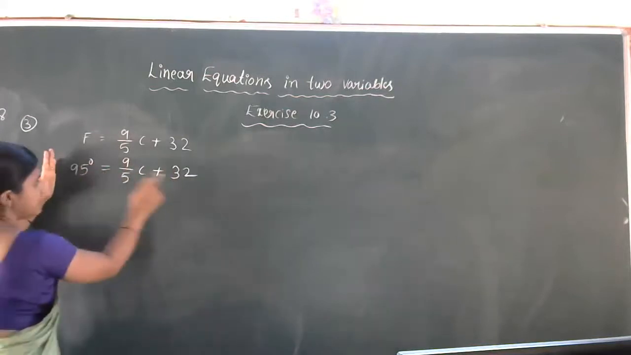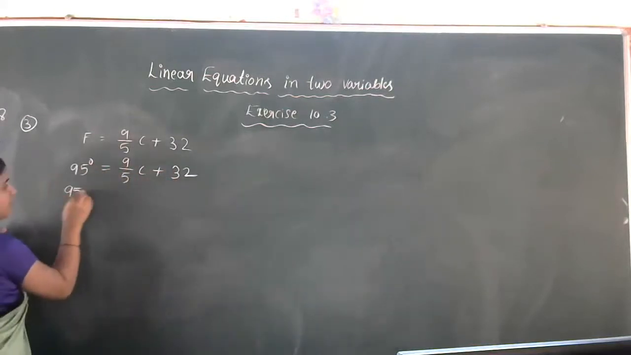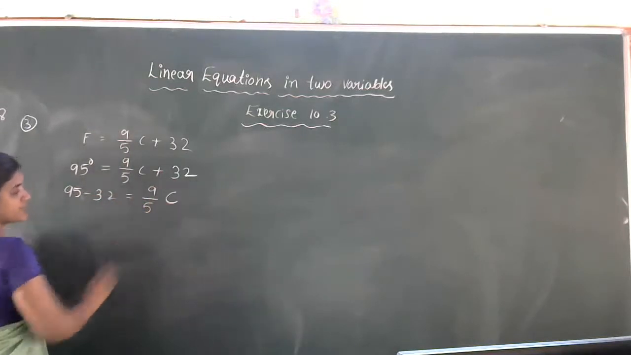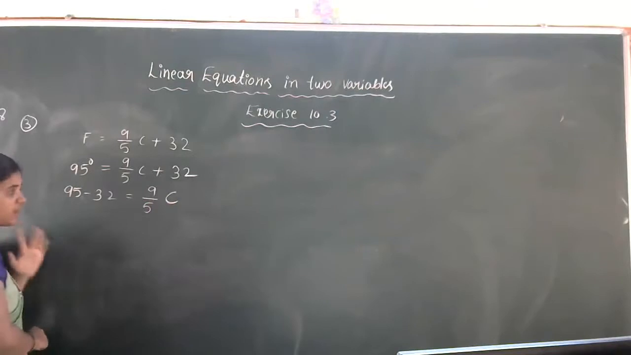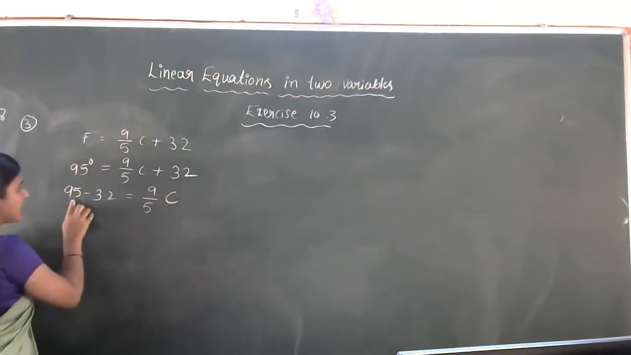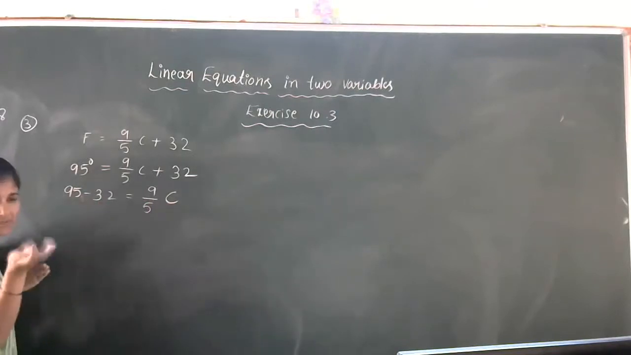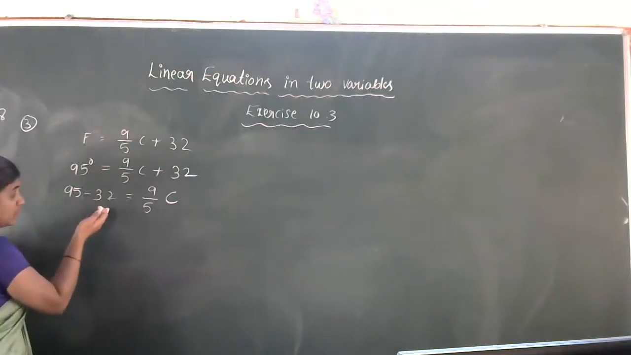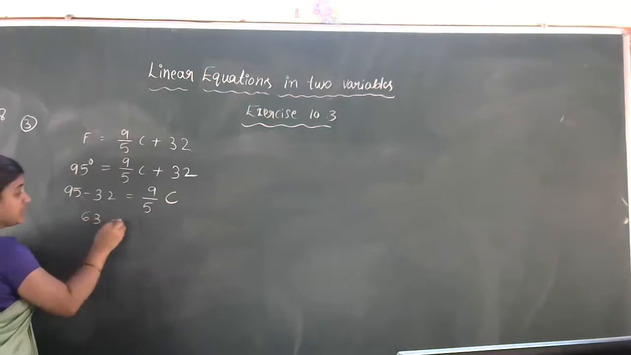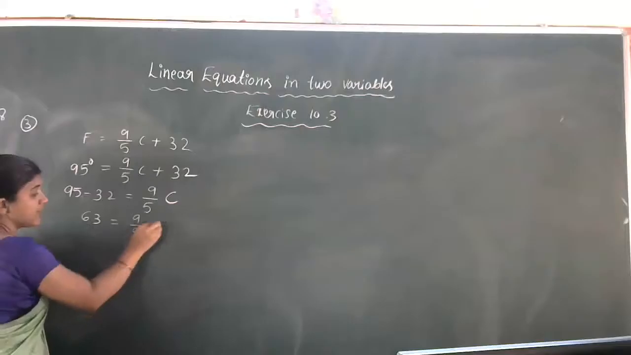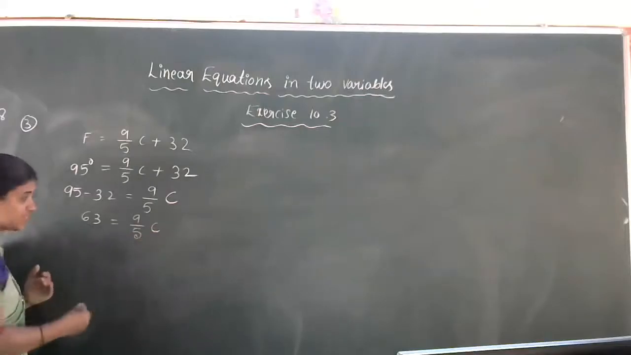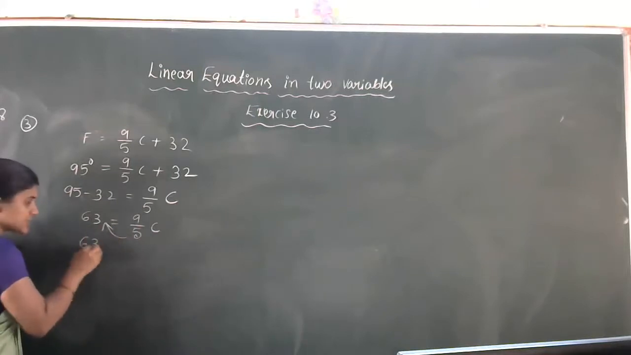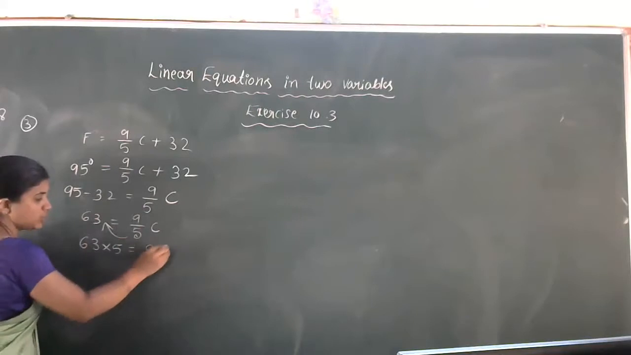The 95 and 32 are like terms, so 95 minus 32 is equal to 9 by 5 Celsius. Let us keep 9 by 5 Celsius there only. Now 95 minus 32: 63. Yes, 63 is equal to 9 by 5 Celsius. Now what is the next step? Cross multiplication. 63 into 5 is equal to 9 Celsius.